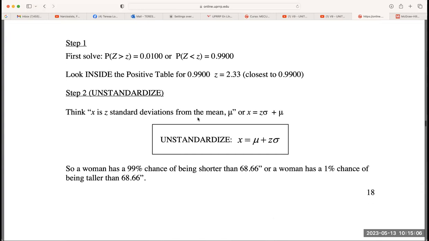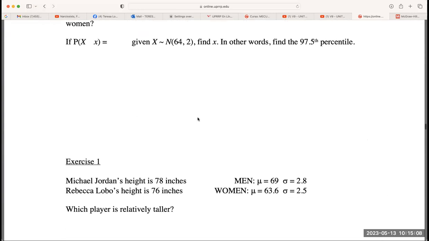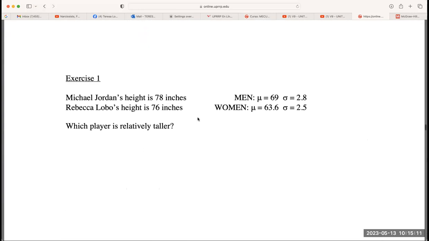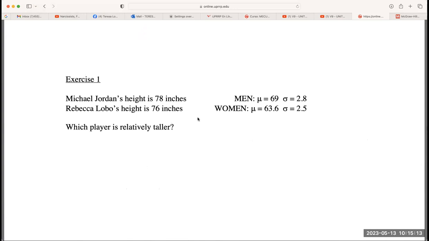So this is the way that I cut through and give the point to people who are still learning and satisfy the people who have already done this or know this. So we're going to start here. Michael Jordan's height is 78 inches. Men have a mean, so I'm using the Greek letters here. When I use the Greek letters, I'm insinuating that I have information on the entire population.